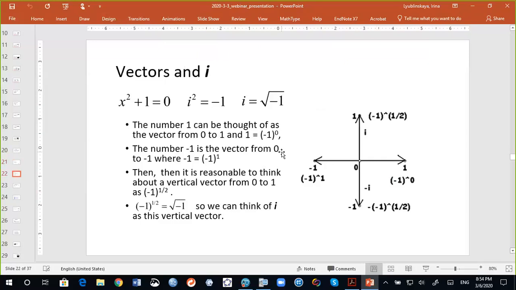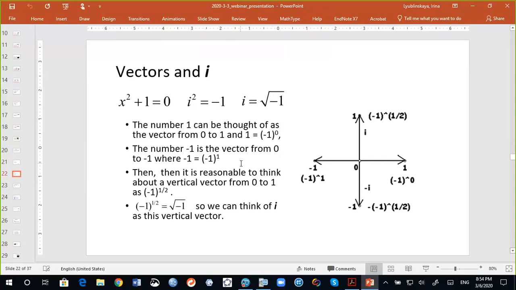So as we know, the i appears from the solution of the equation x squared plus 1 equals 0. And since we cannot have a real number which is the square root of negative 1, we introduce an imaginary number i such that i squared equals negative 1. In this case, i is defined as the square root of negative 1. Then the i may be thought of visually as a vector.